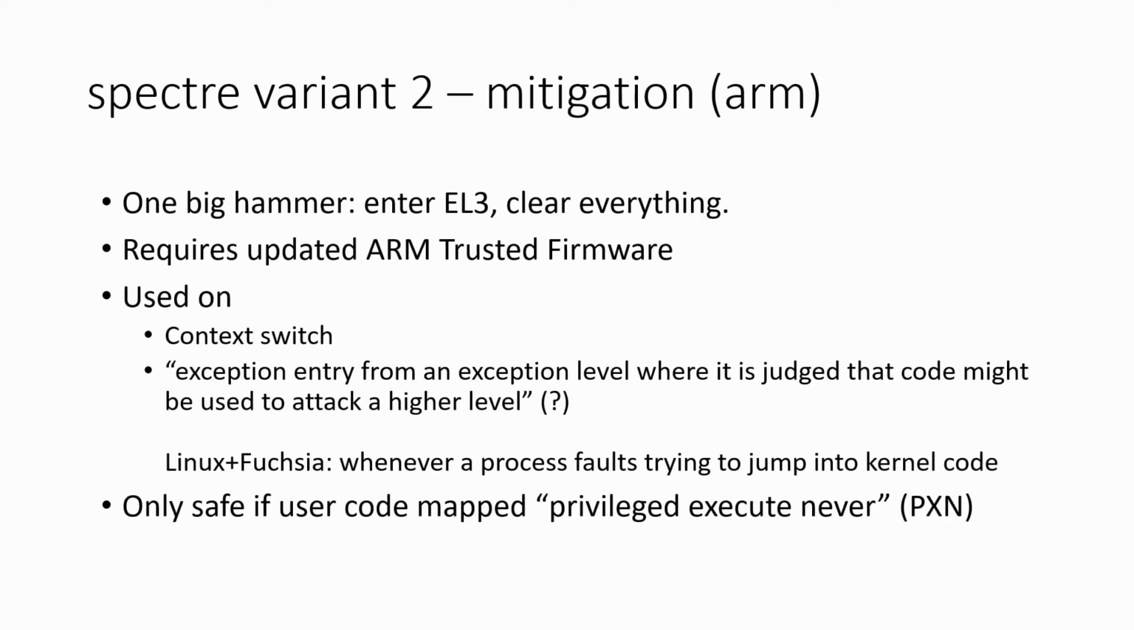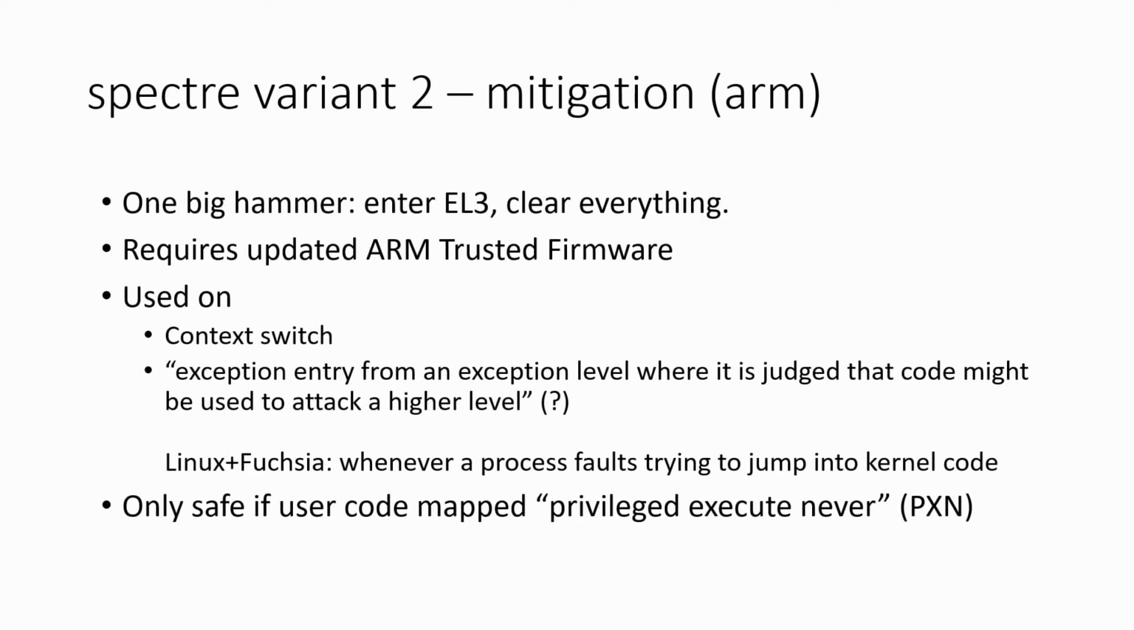ARM added an optimized entry point just for this purpose, but right now in Fuchsia we execute the get firmware version call, and it clears everything for us. Clearing the entire predictor is a pretty big hammer. We only want to do it when we have to. ARM says it should be done on context switch and on exception entry from an exception level where it is judged that code might be used to attack a higher level. I have to admit, I do not know what that means.